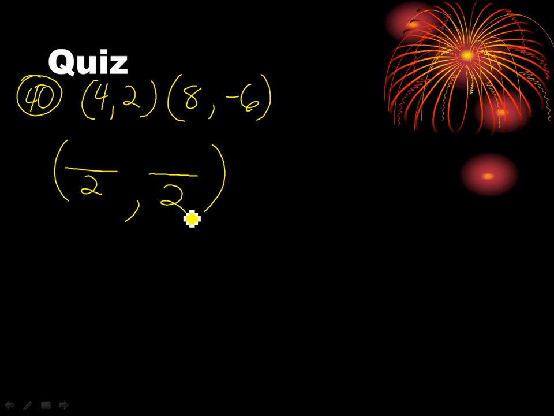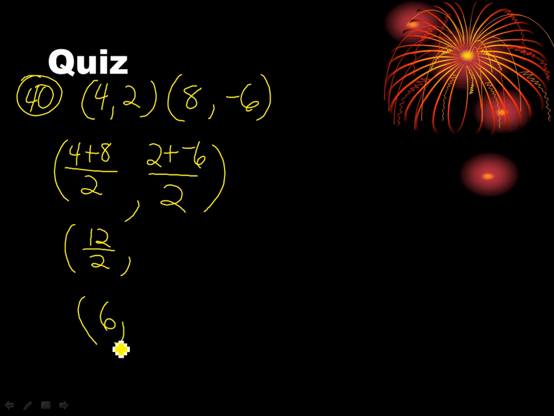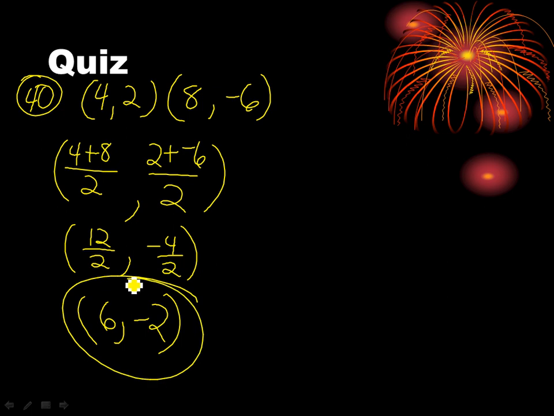What's our x coordinates here? 4, 8. Y coordinates? 2, negative 6. Please watch your signs. 4 plus 8 is what? 12. 12 divided by 2? That's half our answer. 2 plus negative 6? Negative 4. Negative 4 divided by 2? Negative 2.